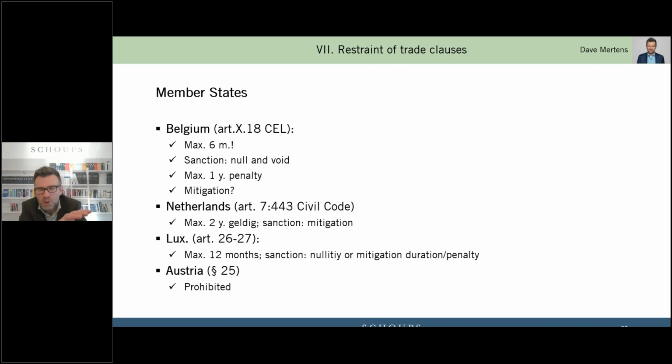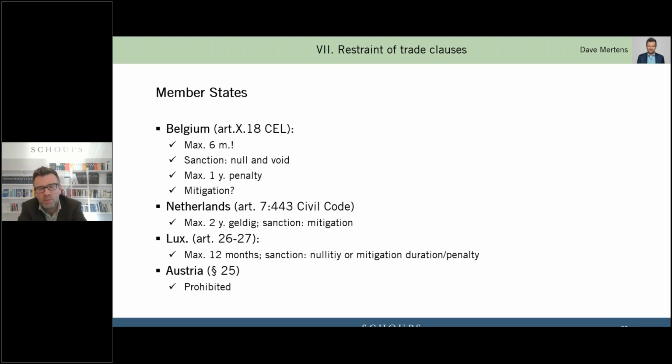including Belgium, limiting, that's the most significant additional restriction. The restraint of trade clause is valid, but it's limited to 6 months after the end of the contract, which is not that long. Sometimes for some sectors 6 months is enough. For some products it's quite short. So that's something you need to keep in mind.